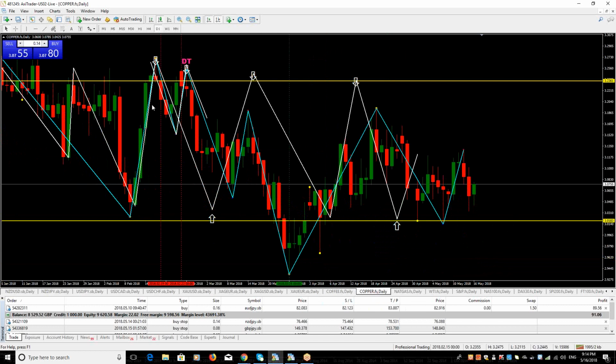Copper. This one here I made money on, because I got this pin bar there and took the trade. When the market came back up, fortunately for me, it didn't stop me out. But then I got a second pin bar there. I got this bearish candle and made money all the way down to here.